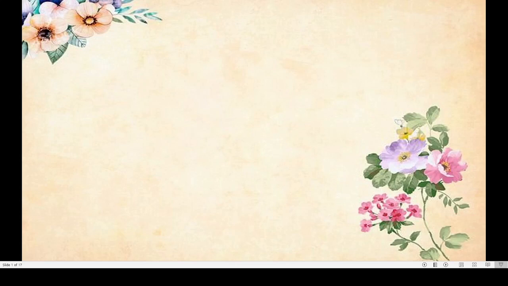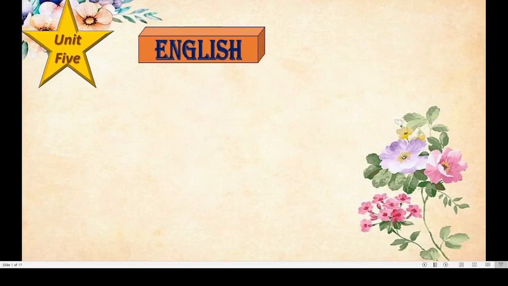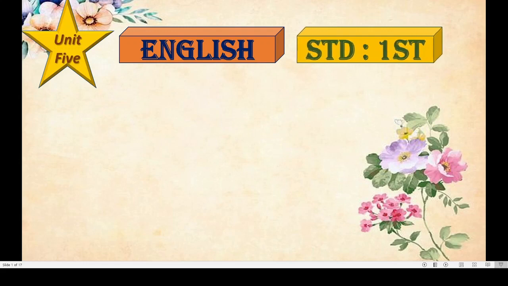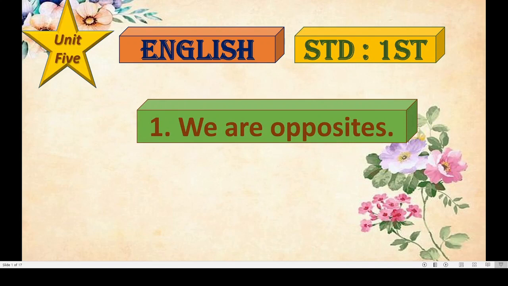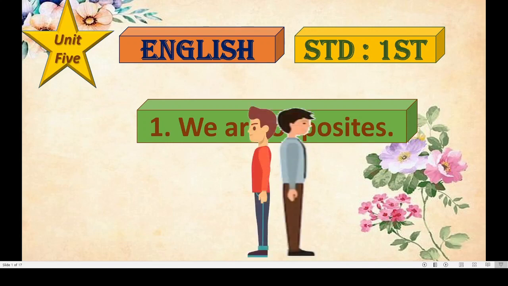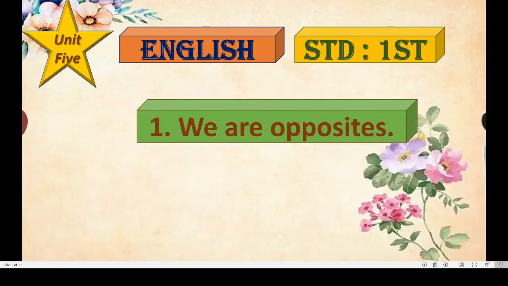Dear children, now we will move to Unit 5 of English, Standard first. The title of the poem is We Are Opposites. Here, what is the meaning of opposites? You see here two boys, they are standing back to back, right? And they move in opposite directions. See this, they move in different directions, isn't it? That is called opposite.